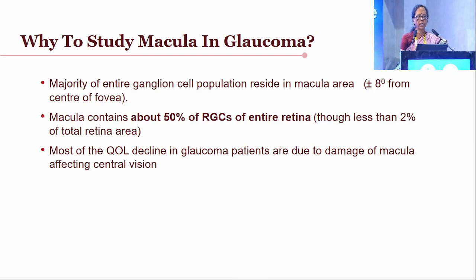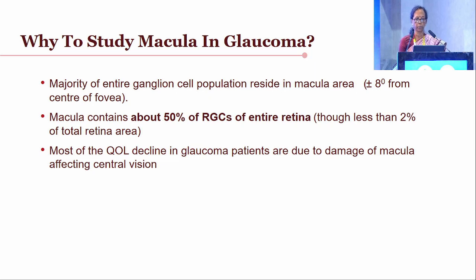So, why should we study macula in glaucoma? We know that the main pathology in glaucoma is retinal ganglion cell death. The retinal ganglion cells are dying, which is reflected in the loss of the retinal nerve fiber layer and itself the cupping of the optic nerve disc. And the majority of the entire ganglion cell population resides in the macula, which is plus minus 8 degrees from the center of the fovea. So, though the macula area is only 2% of the total retina by area, it contains about 50% of retinal ganglion cells of the entire retina.